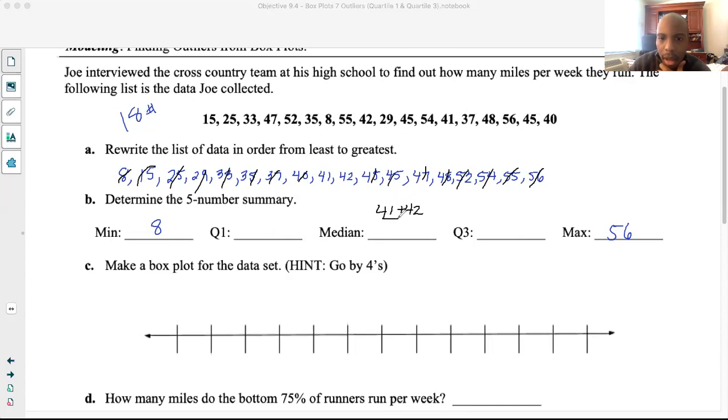Where's your cup, Shasta? Right there. That was just right there. That's not nice. Oh, thank you.